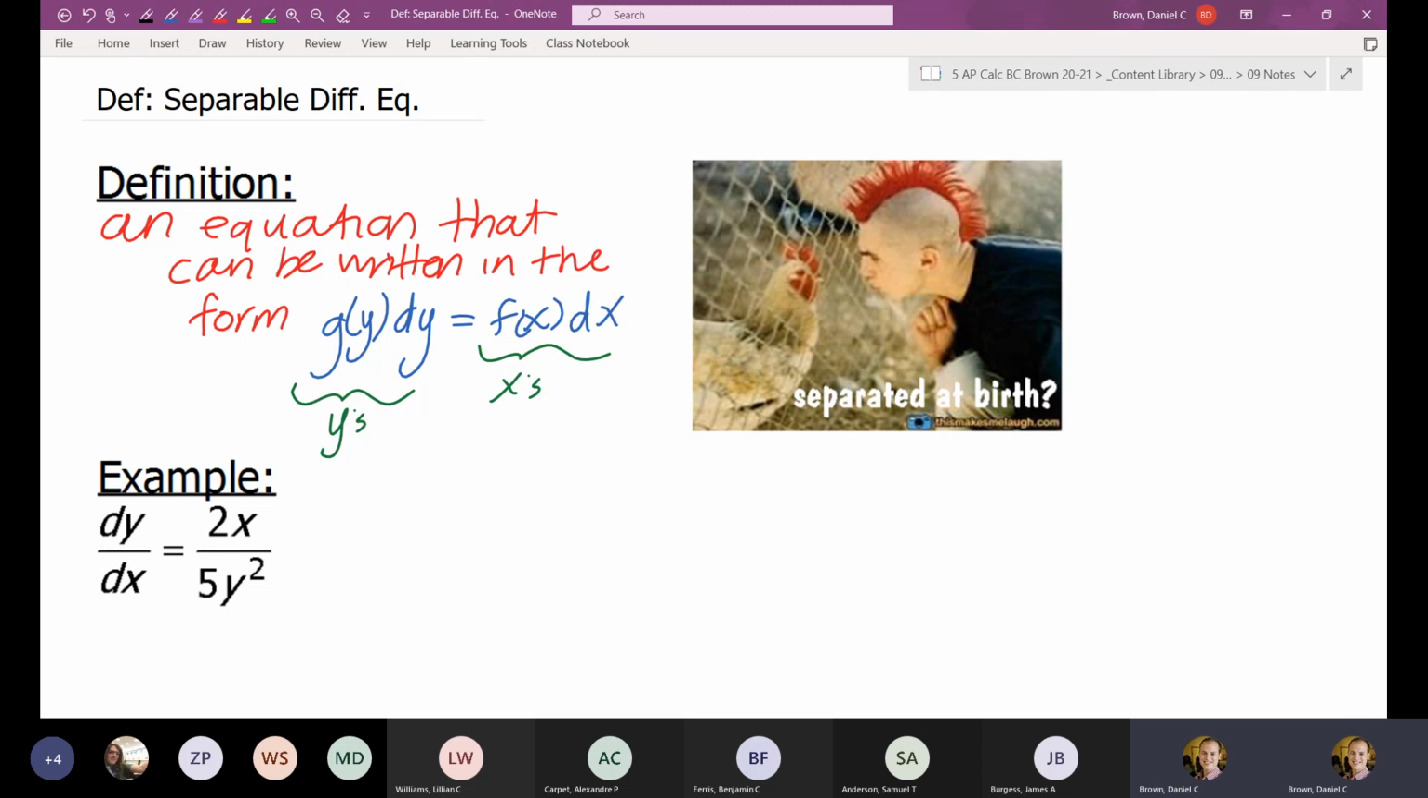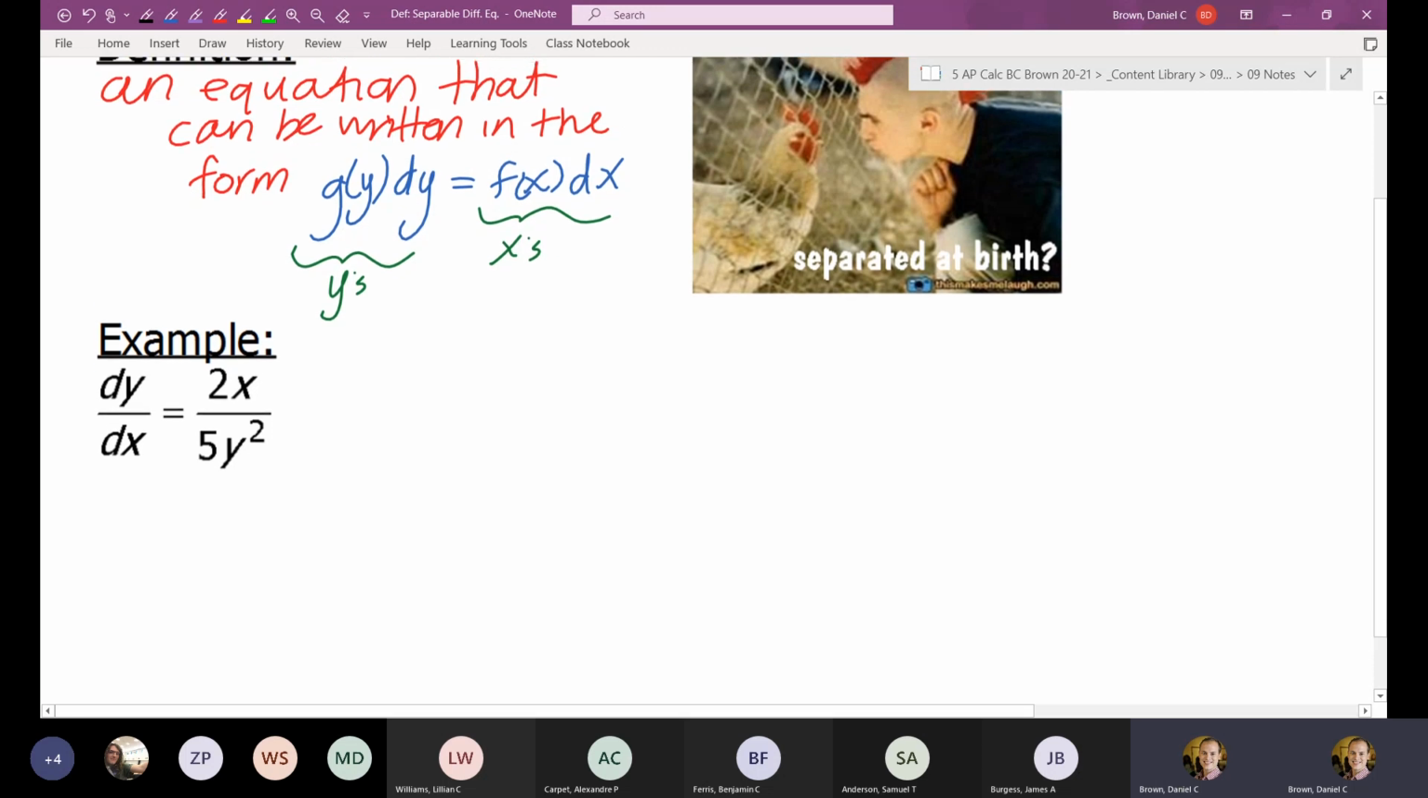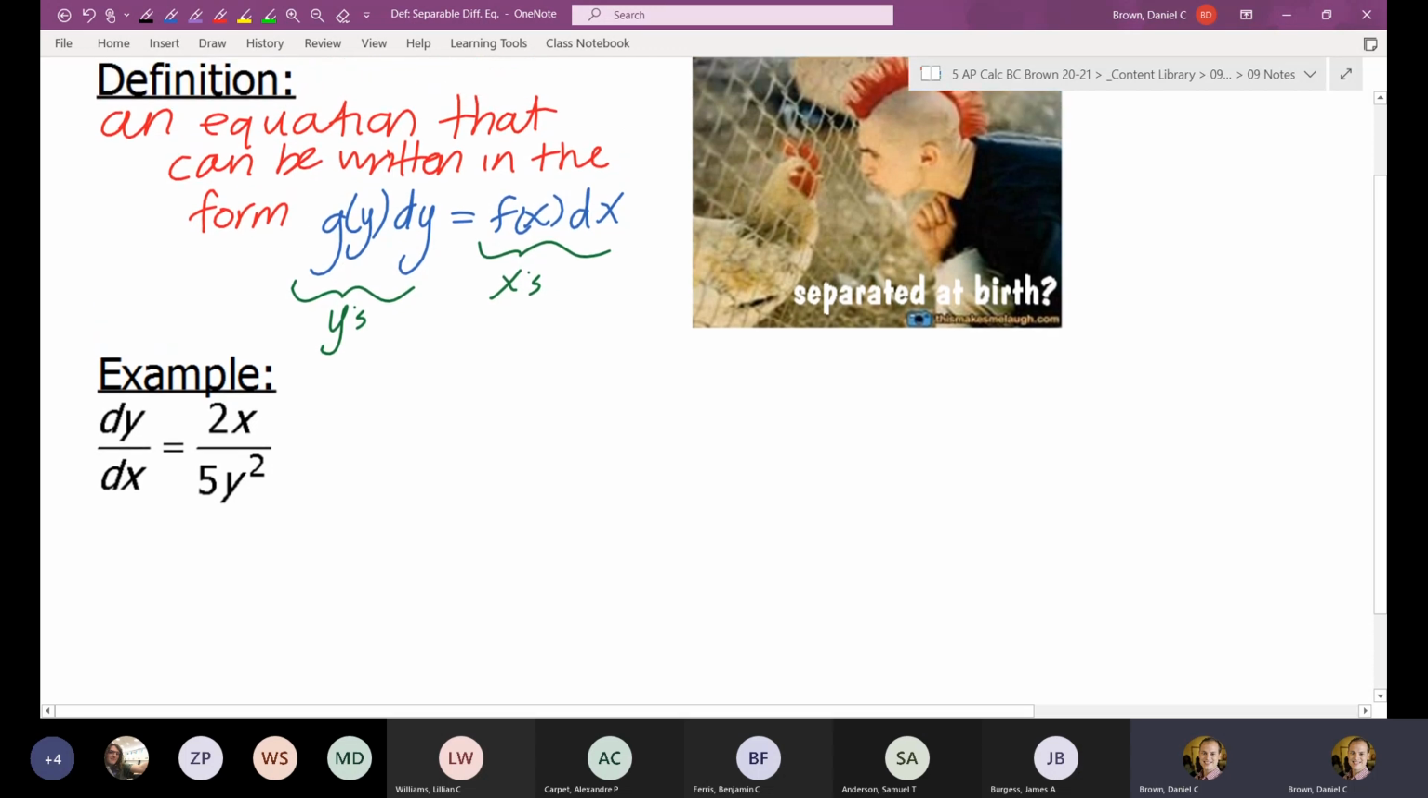Again, there are other types of differential equations, but those are going to be the ones that we focus on in Calculus BC. So an example, this one is an example of a differential equation. Right now, it's written as dy/dx is equal to 2x over 5y squared. I know this one is separable because I can do correct algebra to get all the x's on one side and all the y's on the other.